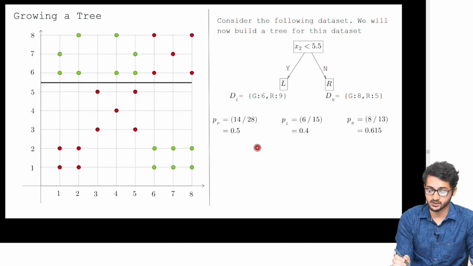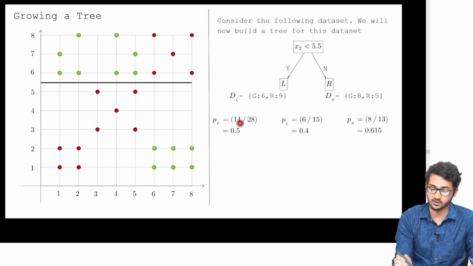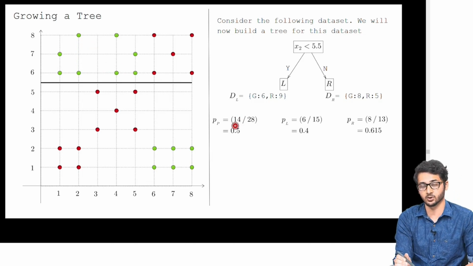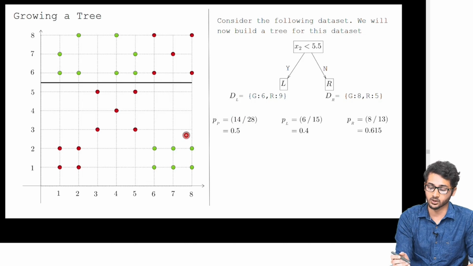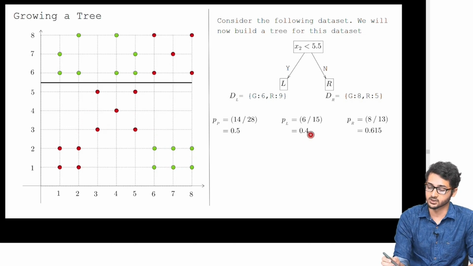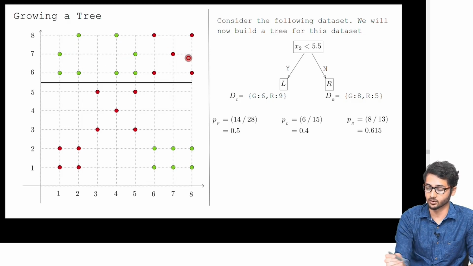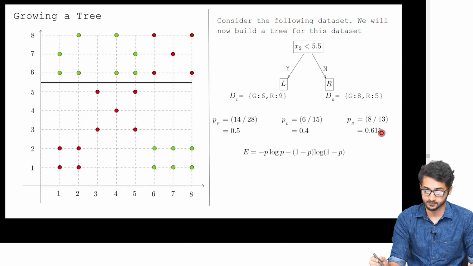Again, the parent node is the entire data set. In the entire data set, we had 8 plus 6, 14 green points, that is points belonging to class 1, among 28 total points. So the proportion is 14 by 28, that is 0.5. The left child, the one in this area, has 6 green points out of 15 total, which is why the proportion is 0.4. Likewise, for this side there are 8 points among 13 total, for which the value is 0.615.